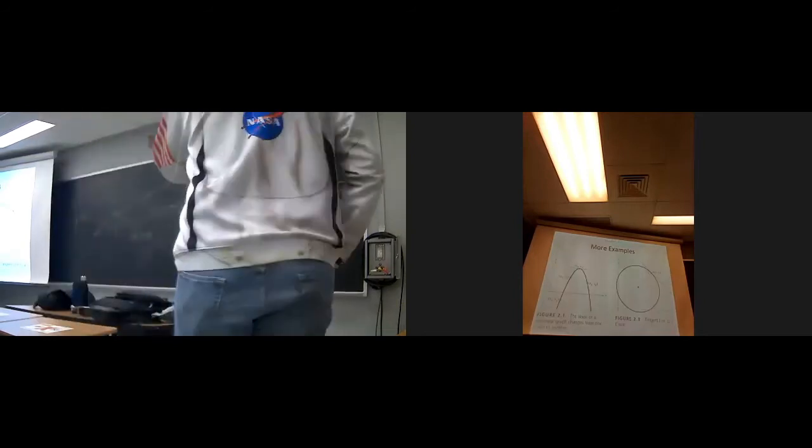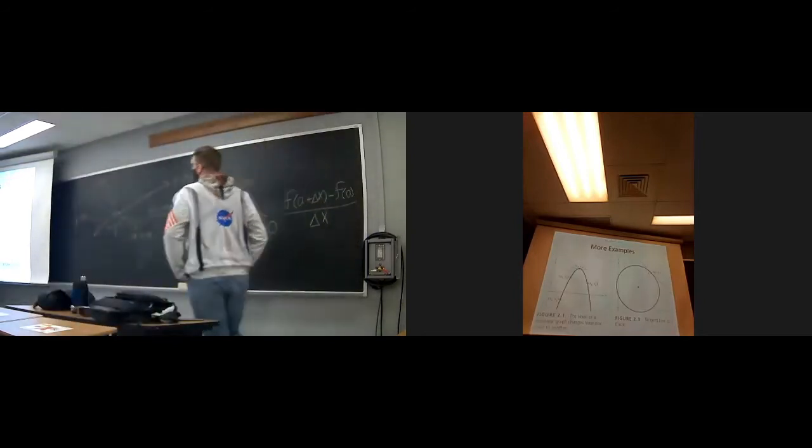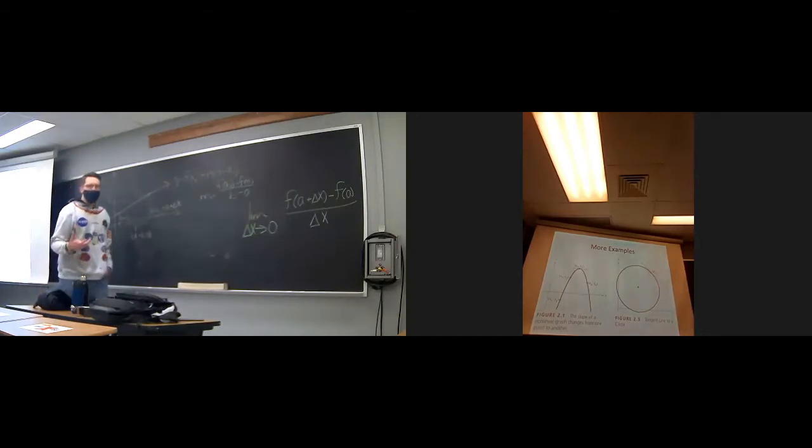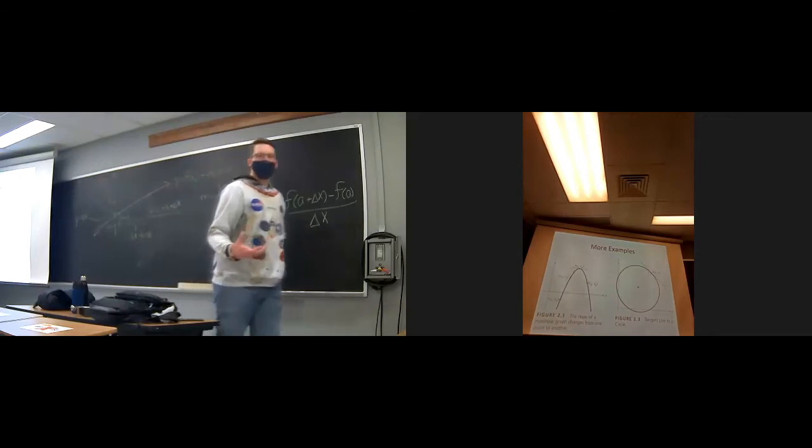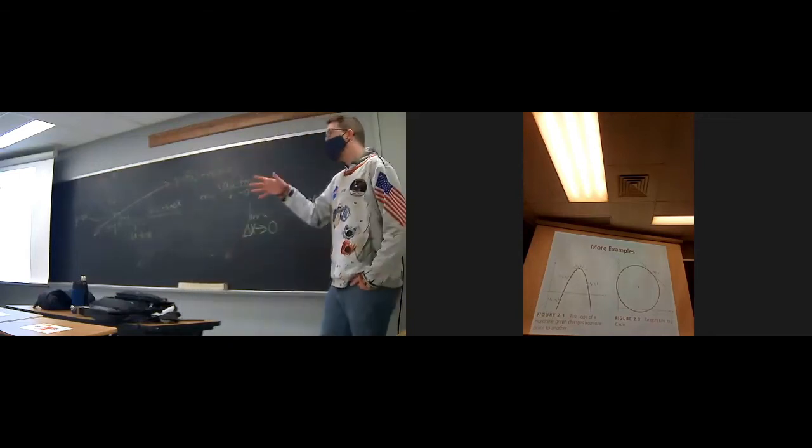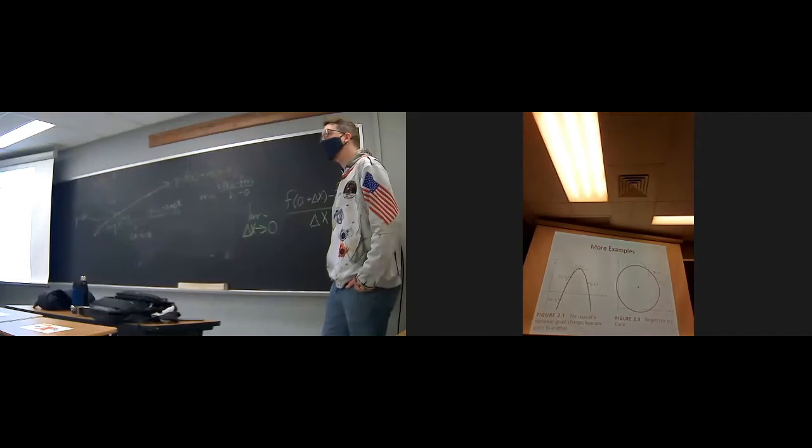A couple more examples of tangent lines. Notice we don't have to be talking about a function to have a tangent line, right? Circles aren't functions. So that has a tangent line. And again, we look really close to this point. It looks like the circle and the tangent line are approximately the same. They're approximately parallel.